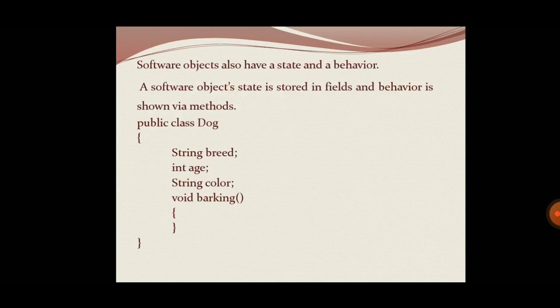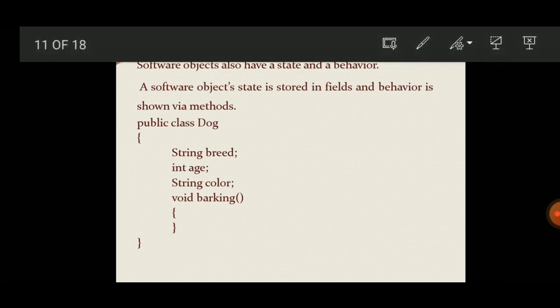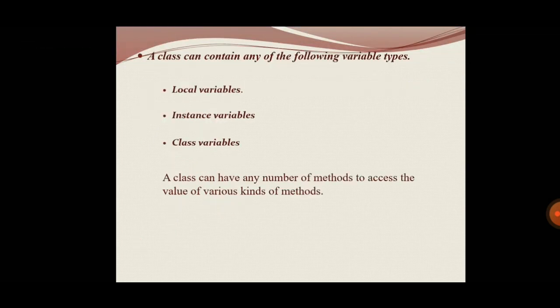The software objects have the state as well as the behavior. So this is the class. Class name is dog and the attributes are breed, age and color, and that is the field, and the behavior is the barking, that is considered as a method.